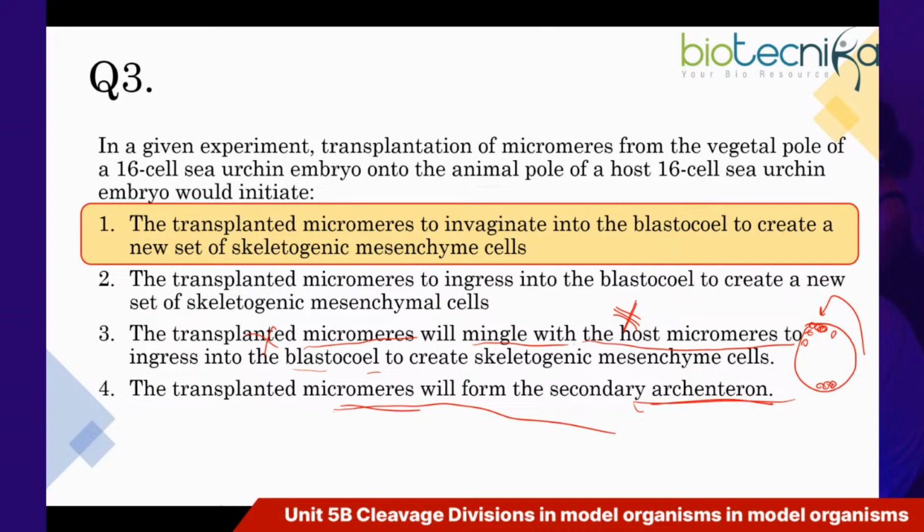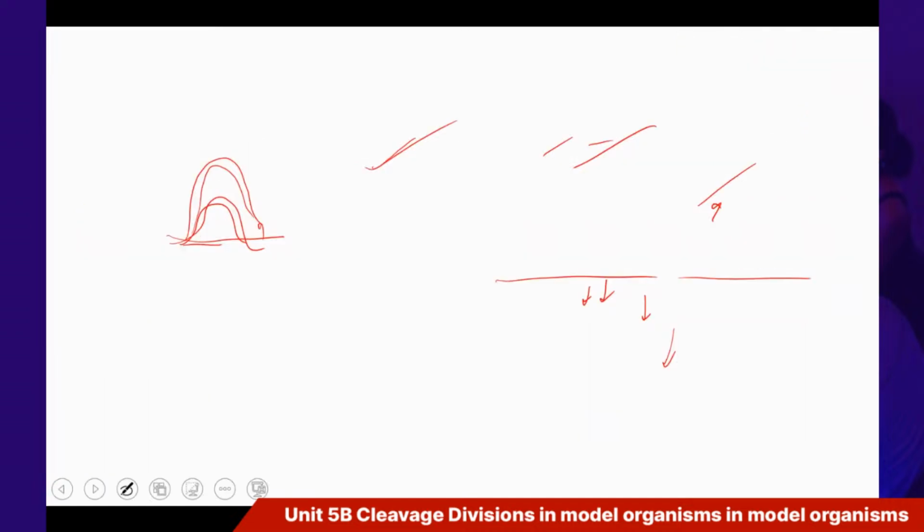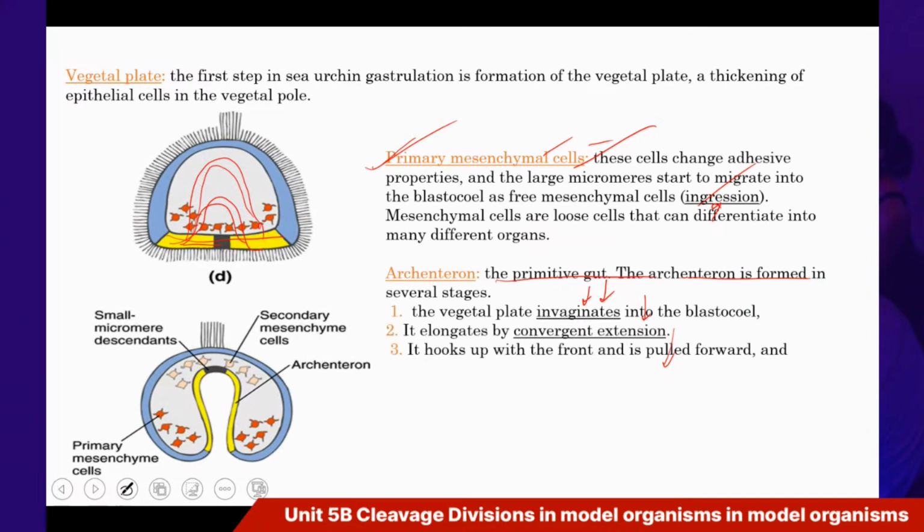Micromeres, even here also, they will form skeletogenic cells only. Yeah, the nearby cells, it will tell them to become archenteron. So what was prospective ectoderm before, now they will tell them to become the archenteron. Okay, fine. I hope this is clarified.